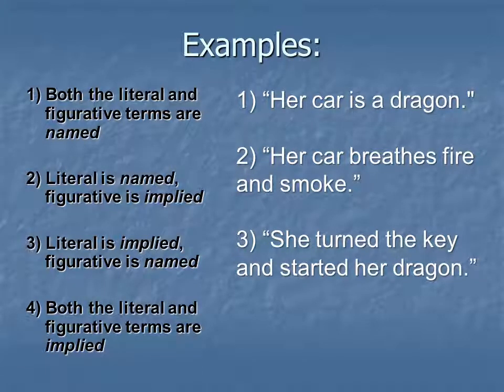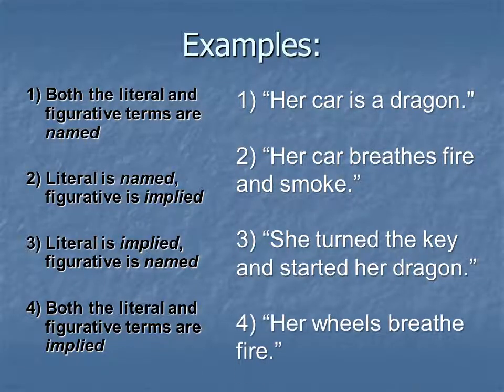And then lastly, where they're both just implied, her wheels breathe fire. Here, her wheels is synecdoche, implying the totality of the car, and breathe fire is implying dragonhood, to which I aspire.